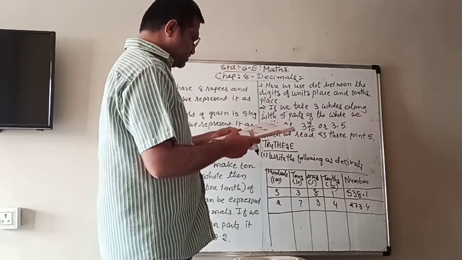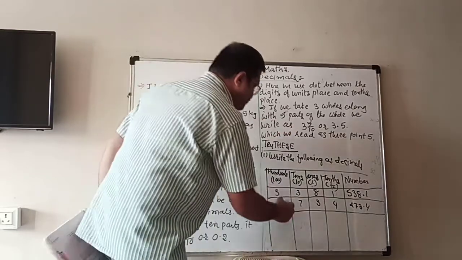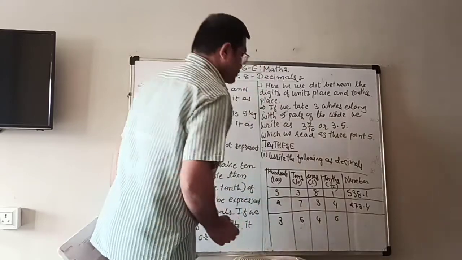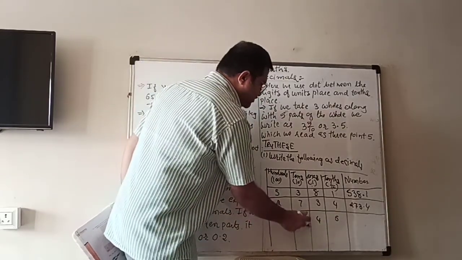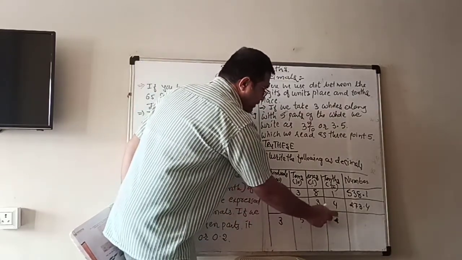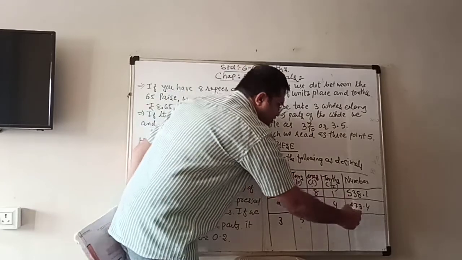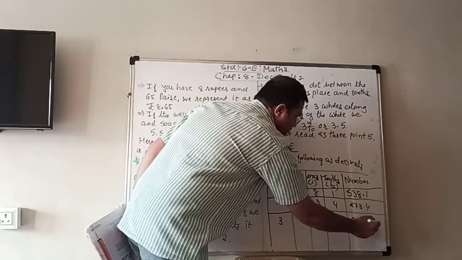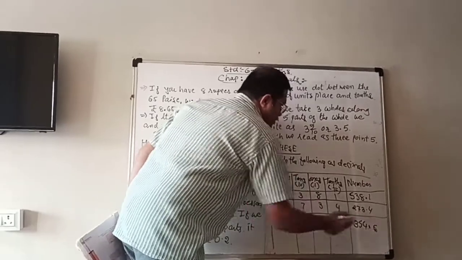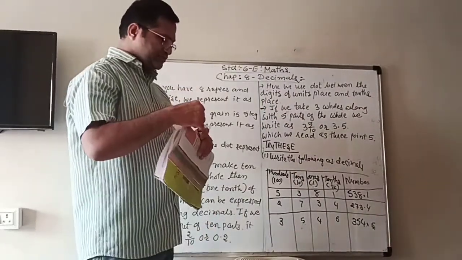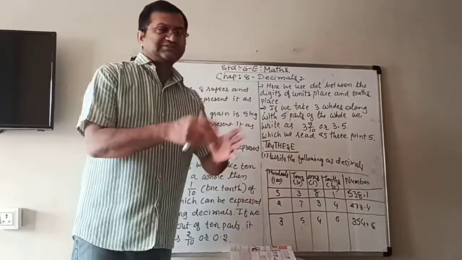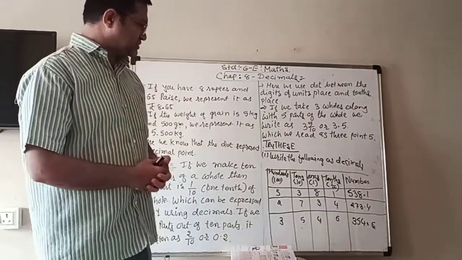And the last is 3, 5, 4, 6. So it is 354, and then the tens place of 0.6. So 354.6. So by this way you can write down when the numbers are given in the different places.